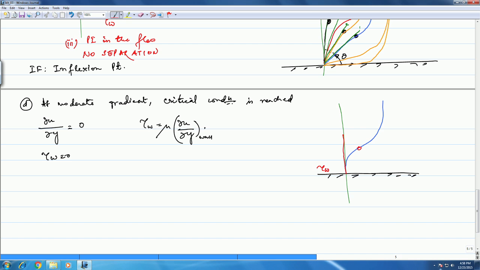is basically 0, right? Now this is essentially the velocity profile at which separation will occur. Separation will occur. Now what's going to happen next? What's going to happen next? I think by now you should be kind of understanding.